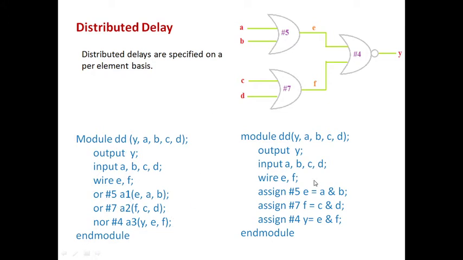And coming to data flow abstraction, we definitely use the assign keyword. So you know how to write the instructions in data flow abstraction level. In this way the distributed delay is described.